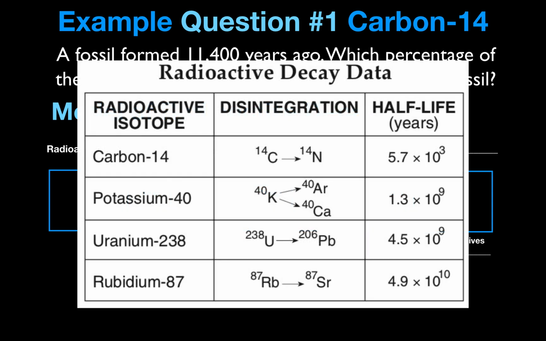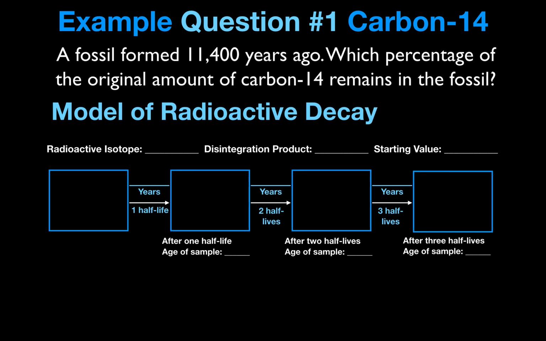First thing we need to remember is our information about our radioactive isotopes. This question is about carbon-14, so we're only going to focus on that isotope. Something that we need to know is the disintegration product. When carbon-14 breaks down and decays over time, carbon-14 always turns into nitrogen-14. We call that our disintegration product. We also need to remember the half-life of carbon-14, which is 5,700 years. So now let's figure out how to fill out this model.